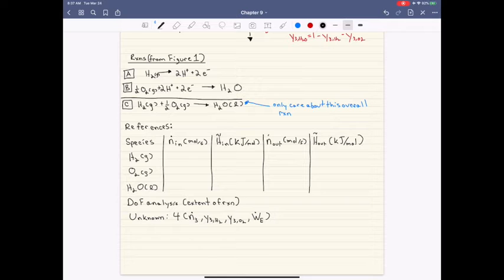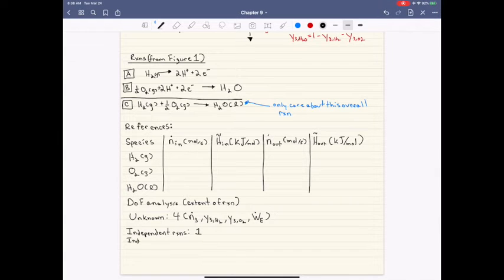So we count up our unknowns. The main new step with an extent of reaction sort of degree of freedom analysis is now we need to count up the number of independent reactions we have. And since we only care about the overall reaction in our system, we could just say we have one independent reaction that we're going to look at. We're not going to do anything with the electrons or the protons, right? So we're not going to consider reaction A or B. We'll just consider that net overall reaction.